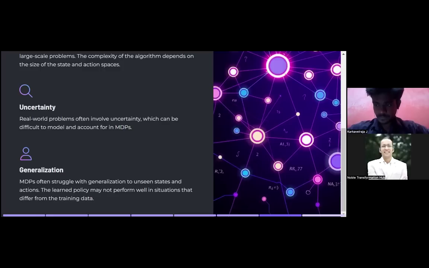Generalization: MDPs often struggle with generalization to unseen states. That is why reinforcement learning is better there, and the learned policy may not perform well in situations that differ from the training data set. Generalization is the way we get an optimal model. If you have learned in the past sessions, our model should be optimally learned so that it can generalize, so that it can learn from real world data and unseen data, and it should not overfit or underfit.